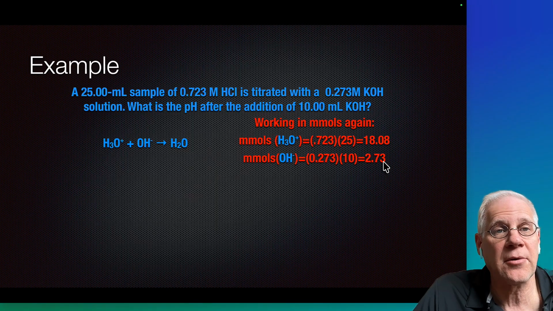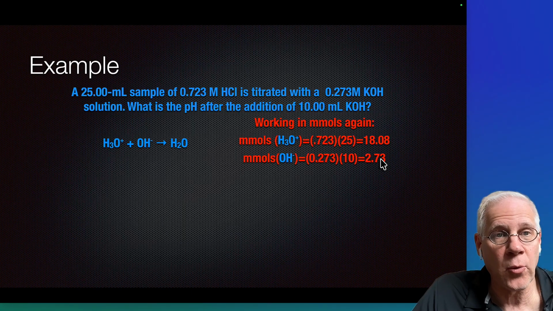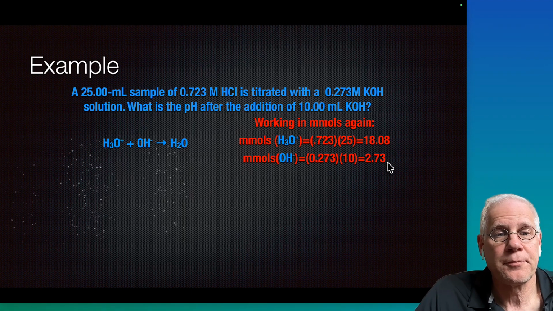But we still want to be able to calculate the pH at our stopping point for the titration here. Where are we after 10 milliliters?